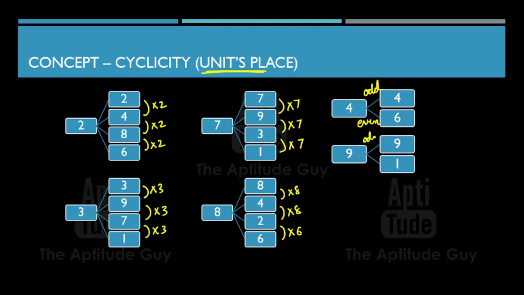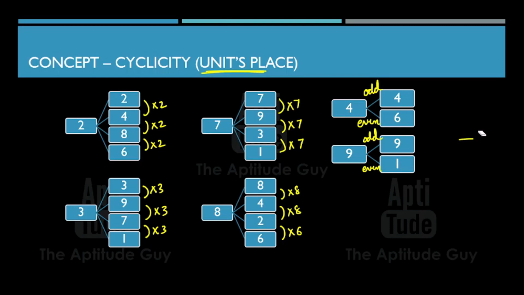9 to the power odd number ends with 9. 9 to the power even number ends with 1. So if you have 789 to the power 789, what do you have here? 9 to the power odd number ends with 9. But if you have 7890, now 9 to the power even number ends with 1.